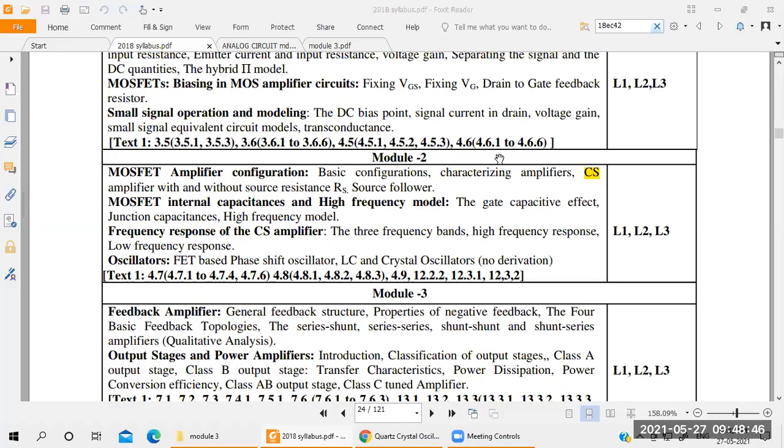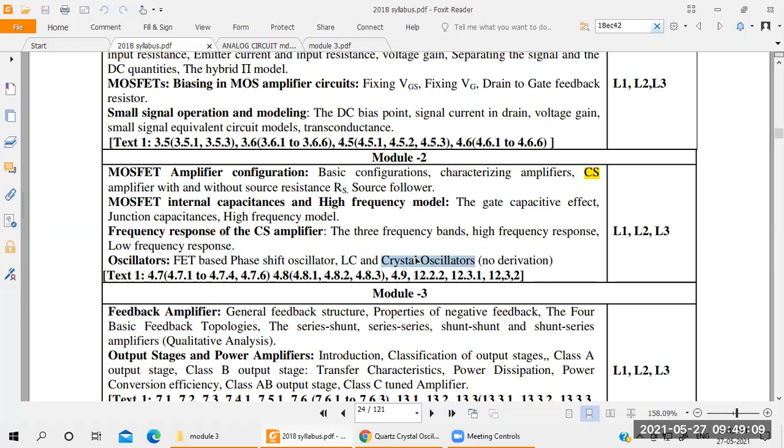Yes, students, in the previous class, we discussed the oscillator part. In that we covered the FET based phase shift oscillator and LC oscillator. LC means Hartley and Colpitts oscillator. Today we'll discuss the crystal oscillator. This is the last part in part number 2 here. That is the crystal oscillator.